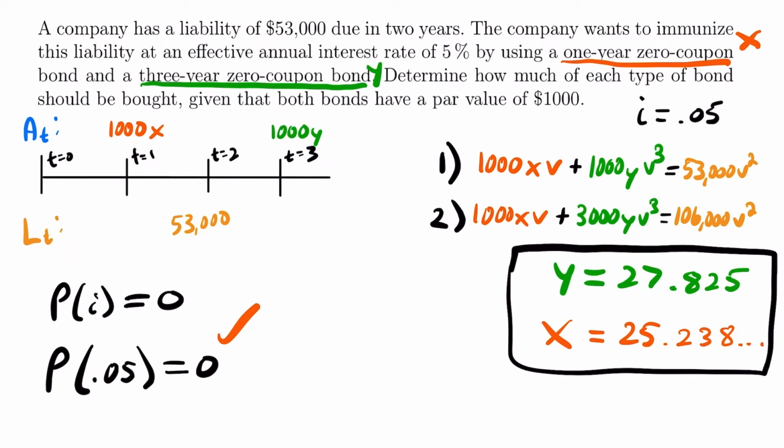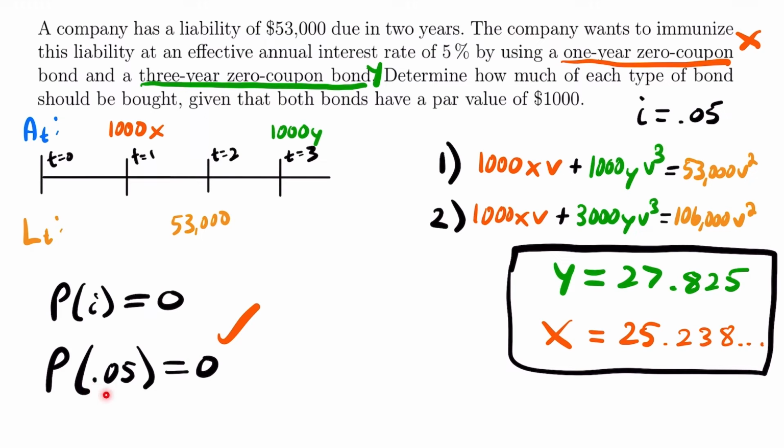Okay, and if you wanted to mess around to see if the company truly achieved immunization, meaning that their net present value function is not going to be less than 0 given a change in the interest rate, what you could do is plug in different values for i into that net present value function, and you should find that the net present value will never be below 0. So that's something that you could do for fun.